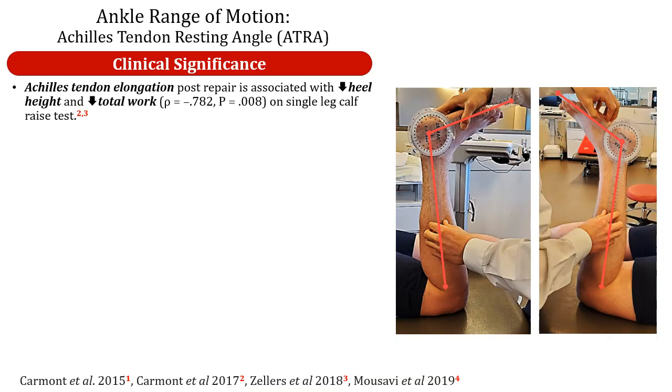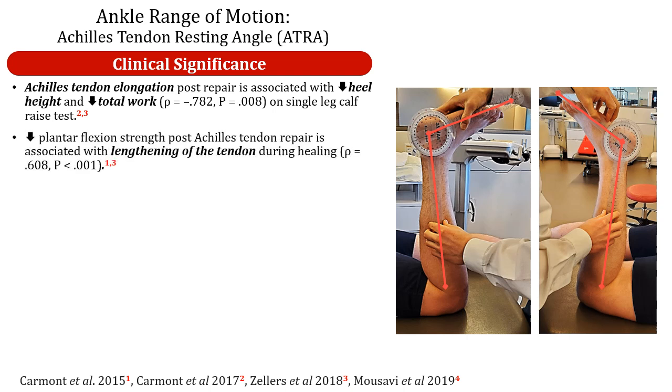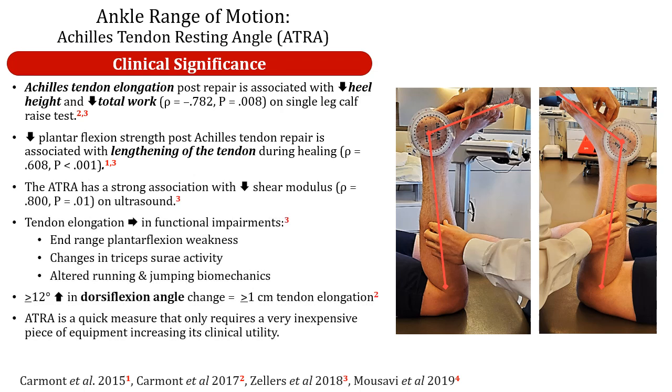Okay, so let's talk about the clinical significance of the Achilles tendon resting angle. Post repair is associated with a decrease in heel height and a decreased total workload on a single leg calf raise test. Also, a decrease in plantar flexion strength post Achilles tendon repair is associated with the lengthening of the tendon during the healing phase. The ATR is strongly associated with the shear modulus on ultrasound. What does that mean? It means that it's associated with how stiff the tendon also is.